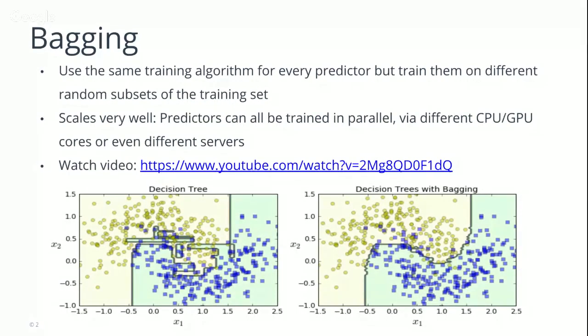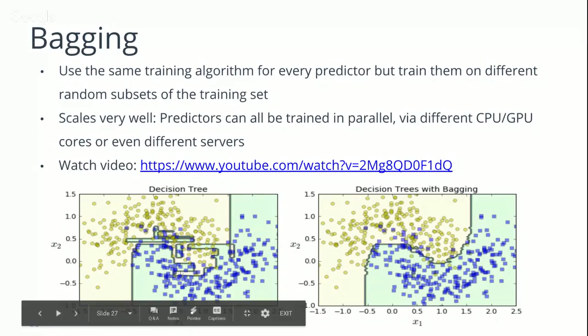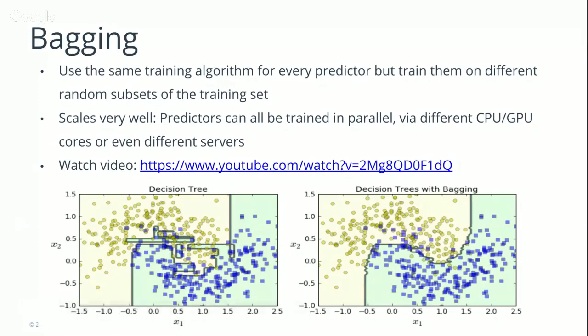So going into bagging next. Bagging uses the same training algorithm for every predictor, but trains them on different random subsets of the training set. So looking at the data down here, in the bottom 2 images, we have on the left-hand side just a regular decision tree trying to go through all of the data and trying to train a model given all of the data all at once. And from that, generate a decision boundary, with yellow being on one side of the decision boundary, blue dots being on the other side of the decision boundary.